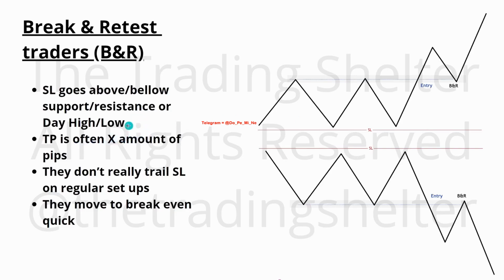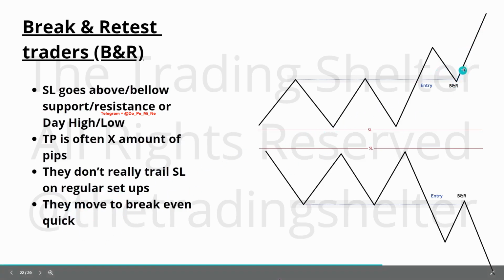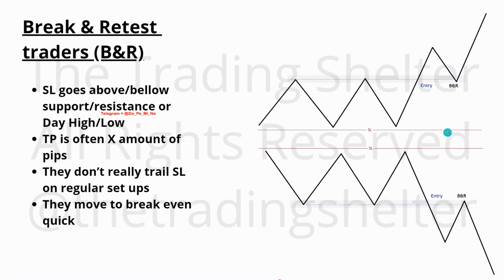TP is often an X amount, you know, those breakout traders: "Oh, I'm going to aim for 10 pips, 20 pips, whatever," right? Because they don't really have a respectable risk reward. They don't really trail stop loss because oftentimes it's only a quick move. So they enter here, they wait for the new high, and they're done. They move to break even quick. When price moves from their entry zone, they move their stop loss to break even. Also, oftentimes they have like a 50 pip stop loss for a 10 pip move. I think you already know the kind of trader I'm talking about.